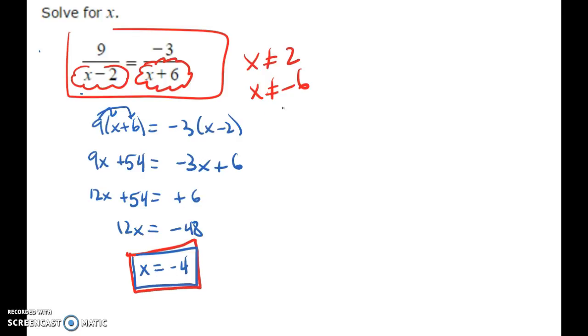But if this answer ended up being either one of these numbers, I'd have to throw it out. That's why sometimes for these problems you have the option of saying no solution. So just be aware of that. Once you do all your math correctly, go back to the original problem and make sure that the answer you have isn't a restricted value based on the original problem. Good luck with these.